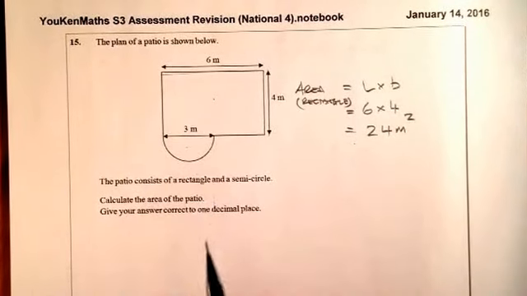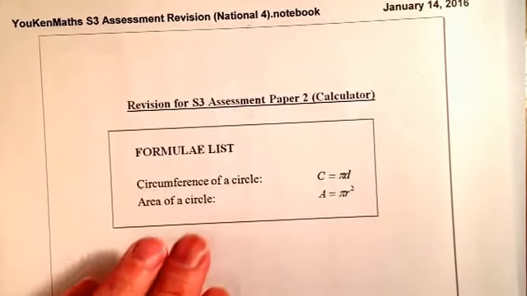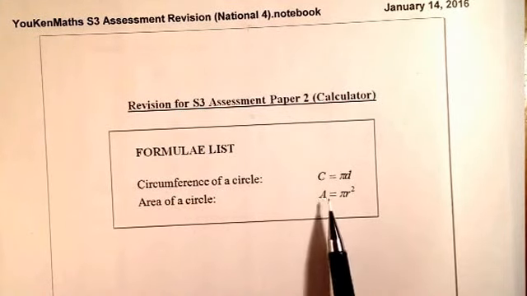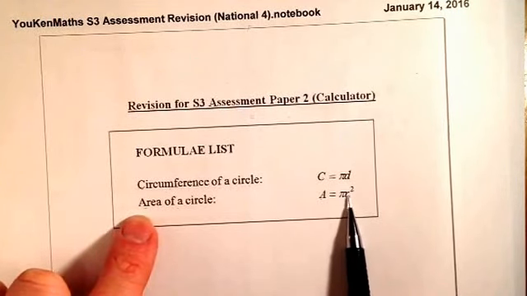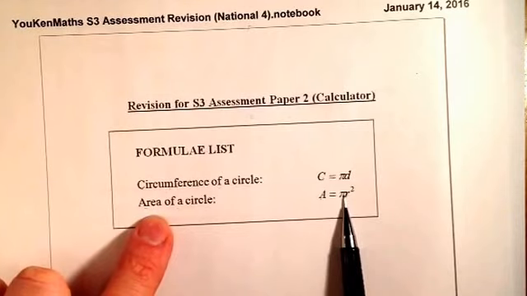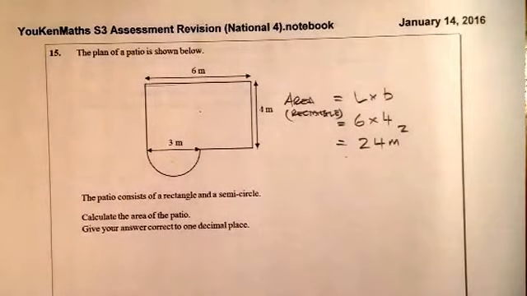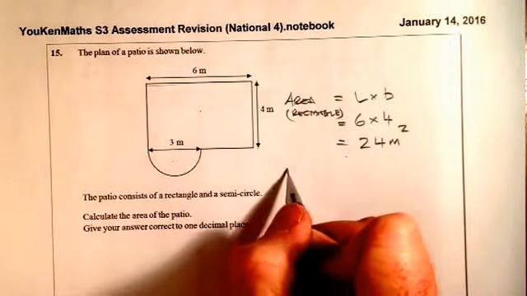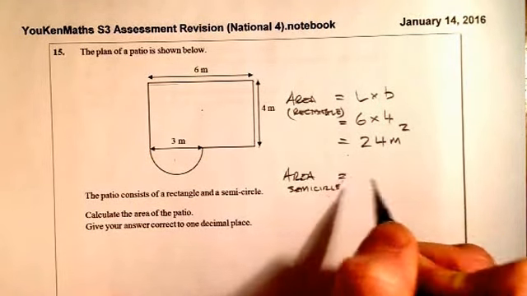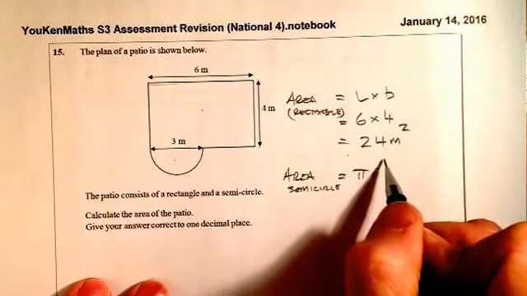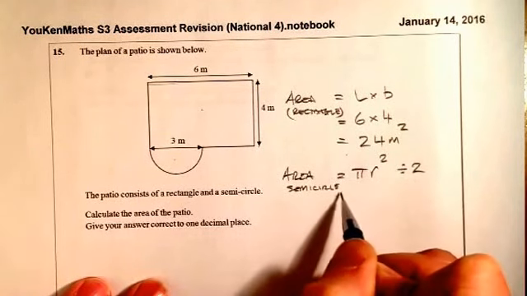I need to now work out the area of a semicircle. So I'm going to look at the formula list. I don't have the area of a semicircle, but what I do have is the area of a circle. So area, A equals pi r squared, where r is the radius. If I work that out, the area of a circle, I can half it, and that will give me the area of a semicircle, or half a circle. So for the area of the semicircle, I'm going to use pi r squared, because that's the area of a circle, and when I get that, I'm going to divide it by 2.